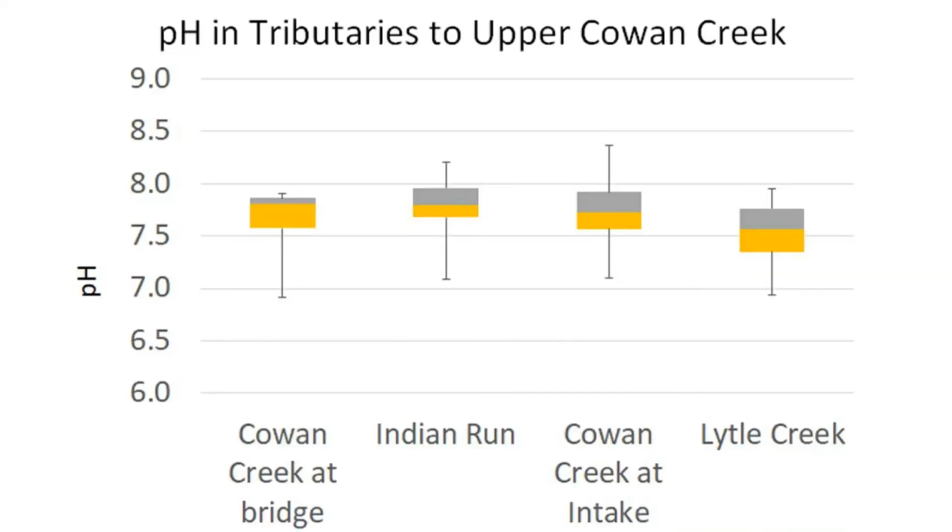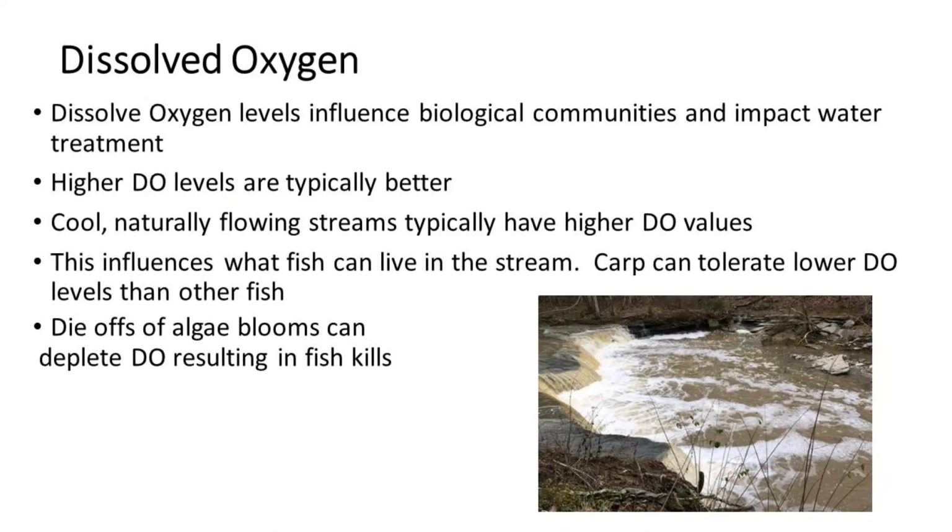If we look at pH of our tributaries of Cowan Creek and some of the streams, what we see is it's pretty consistent between all the sites, and that's thanks to that buffering capacity, keeping everything in that safe level.